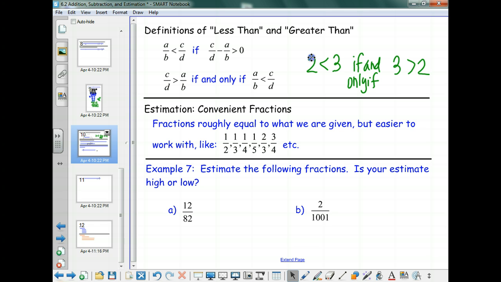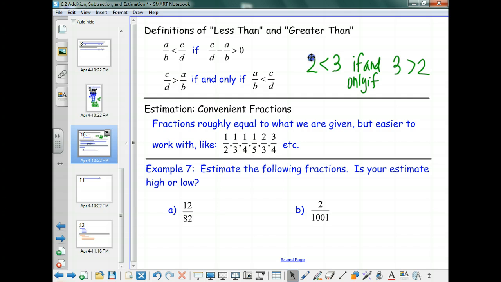So, estimation. There are several different ways of doing estimation. One of them is to estimate with convenient fractions. These are fractions that are roughly equal to what we're given, but easier to work with, like 1/2, 1/3, 1/4, 2/3, 3/4, something that's more convenient for you to work with. Sometimes fractions are easy in fourths. I like fourths because it models money really well, quarters of a dollar. When I say 3/4, I think 75 cents. Tenths work really well too, again for money, dimes. I think in terms of money pretty well because I use it on a regular basis. I think you guys probably do too.